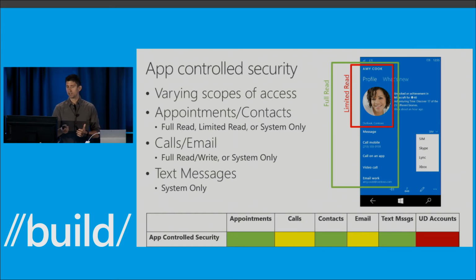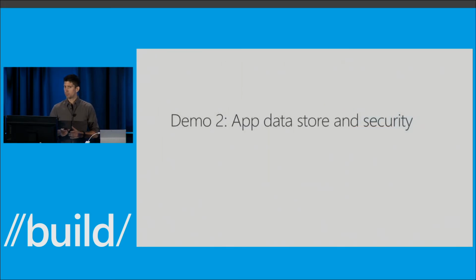And then for calls and email, these continue to be the restricted capabilities that require permission from Microsoft for the capability access. OK, so that brings us to our second demo.